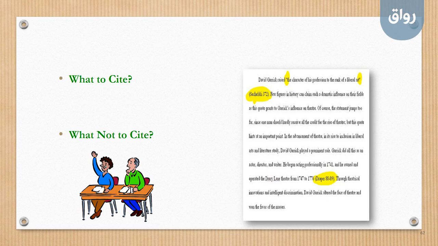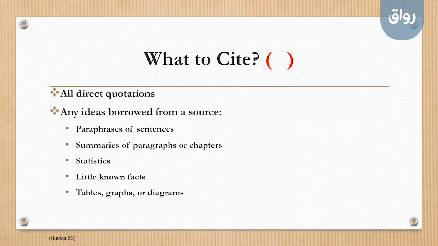So let's look at what to cite and what not to cite. What to cite? All direct quotations. Any ideas borrowed from a source, whether they are paraphrases of sentences, summaries of paragraphs or chapters, statistics, little-known facts, tables, graphs, or diagrams. All these have to be cited.